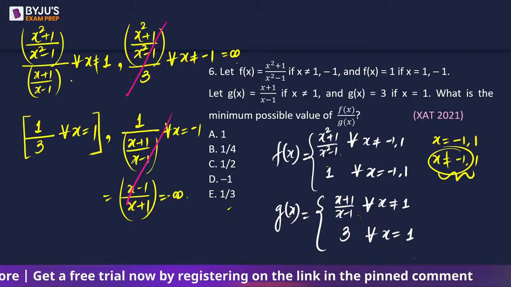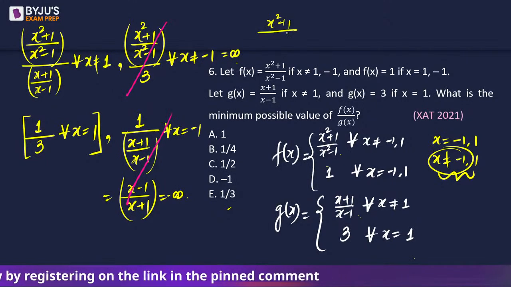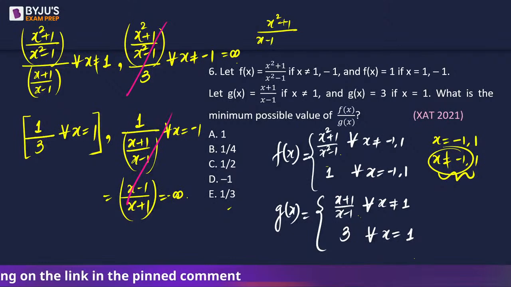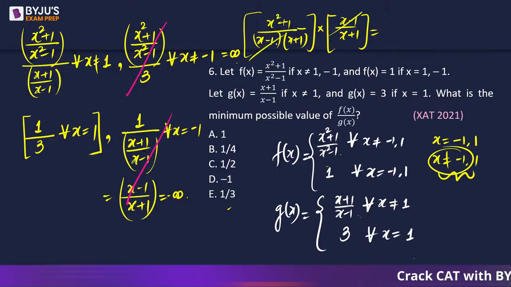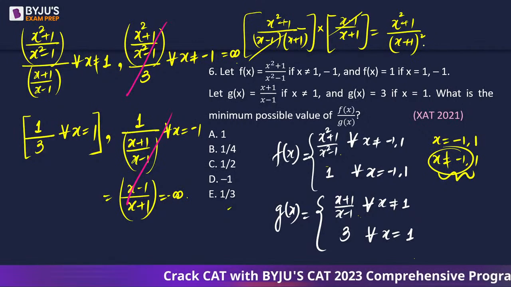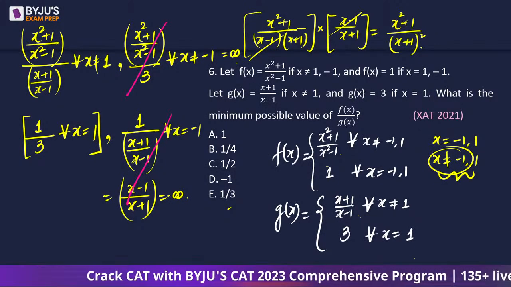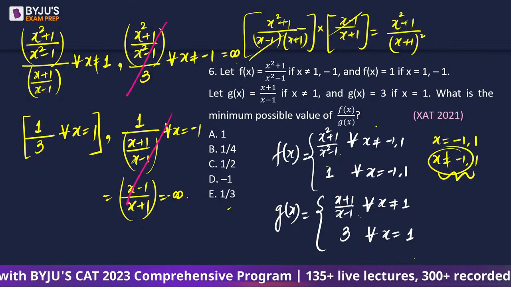Okay, the first one. The first one we can write this as x square plus 1 upon x square minus 1 as x minus 1 into x plus 1. ये आपका f of x है, and g of x will become x minus 1 upon x plus 1. So x minus 1 cancels out. x square plus 1 upon x plus 1 का whole square. Now we need to find out the minimum possible value. This will be minimum.